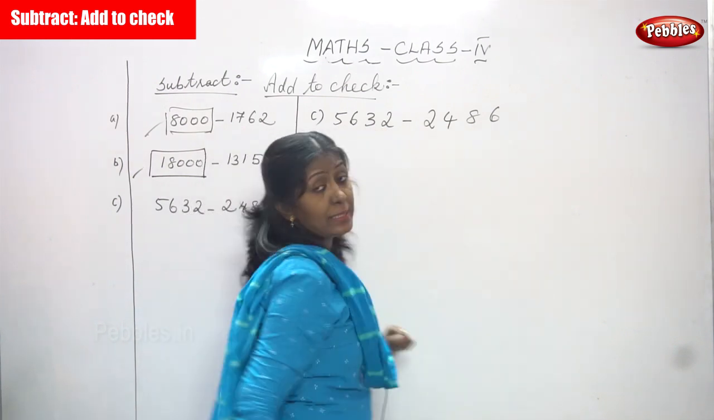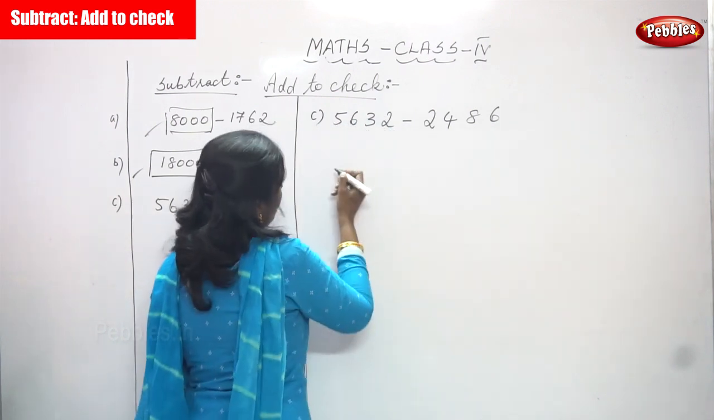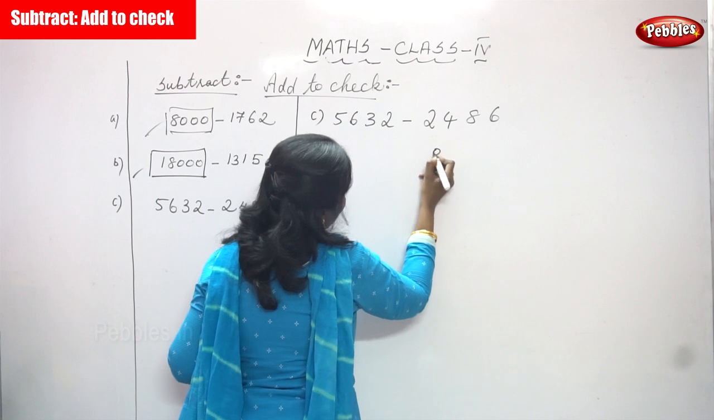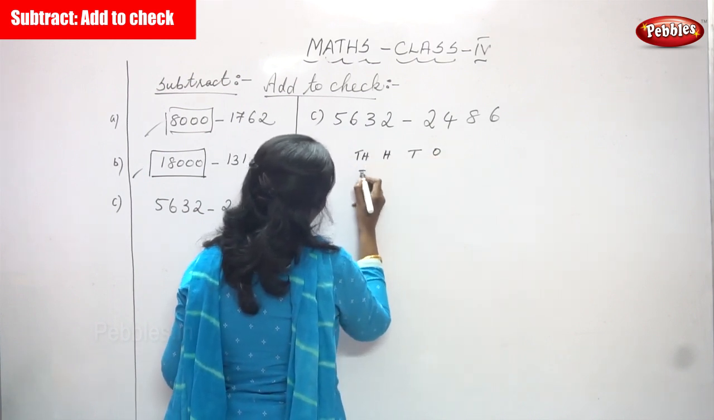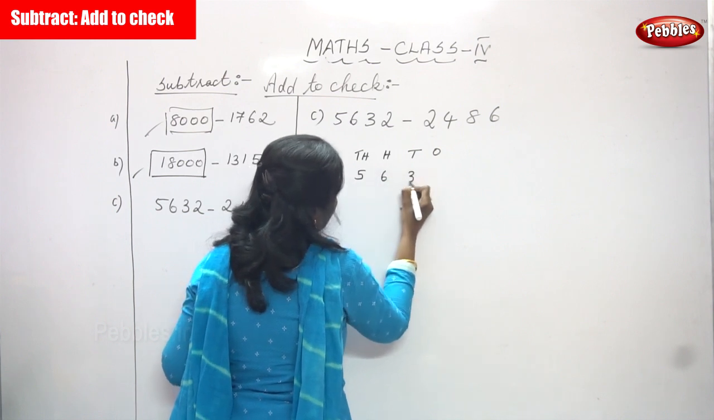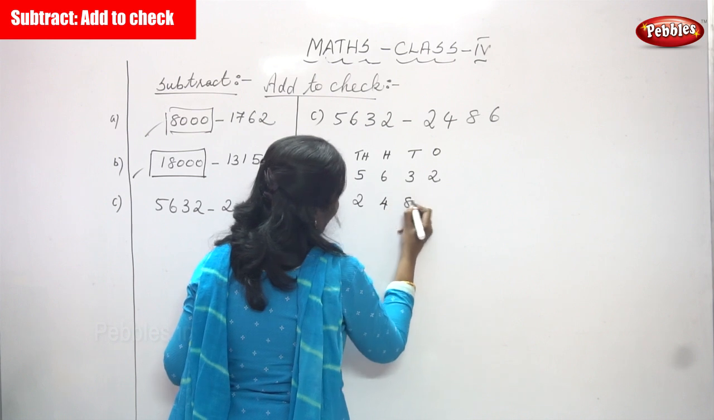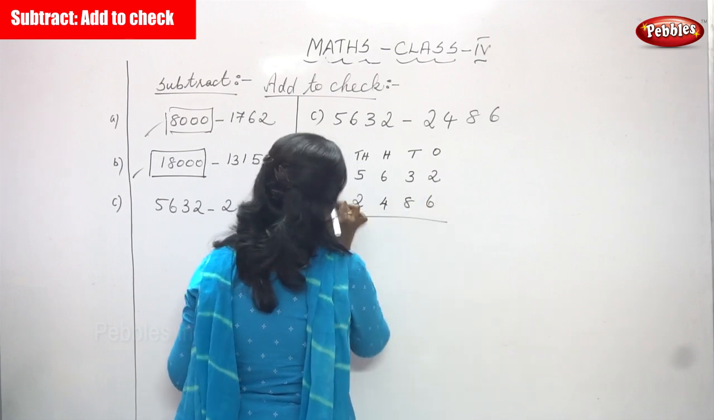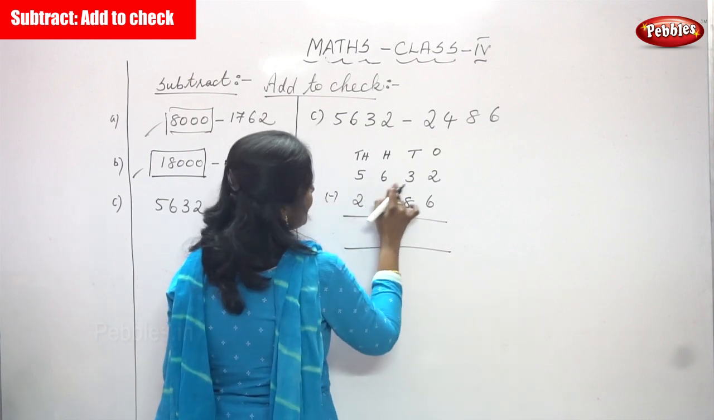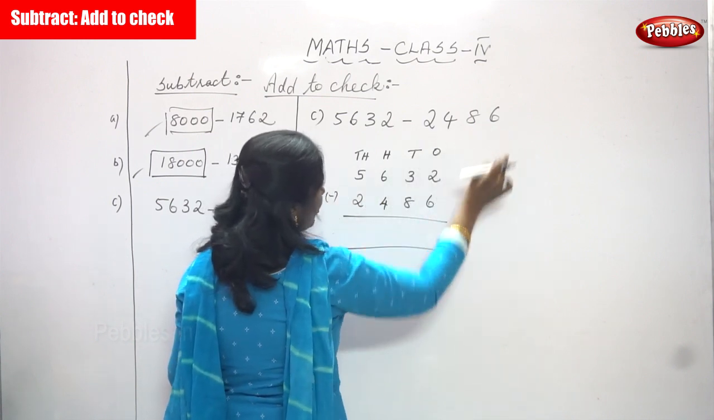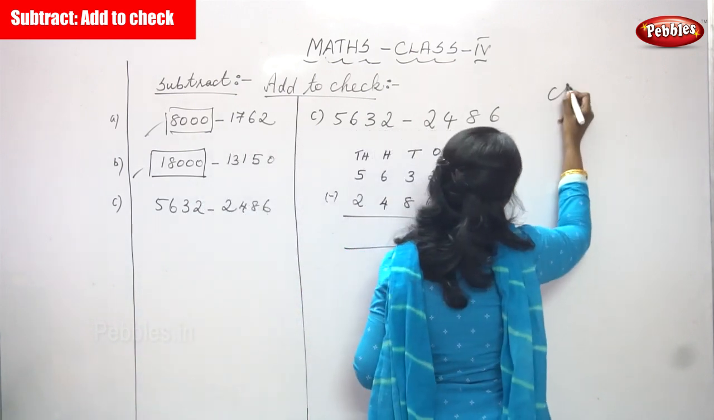So according to the number, you have to write the place value first. I've told you already. So first you have to write ones, tens, hundreds, then thousand. So 5, 6, 3, 2. Then 2, 4, 8, 6. That means subtract. So 5,632 minus 2,486. You have to subtract. Now you have to do the check method.